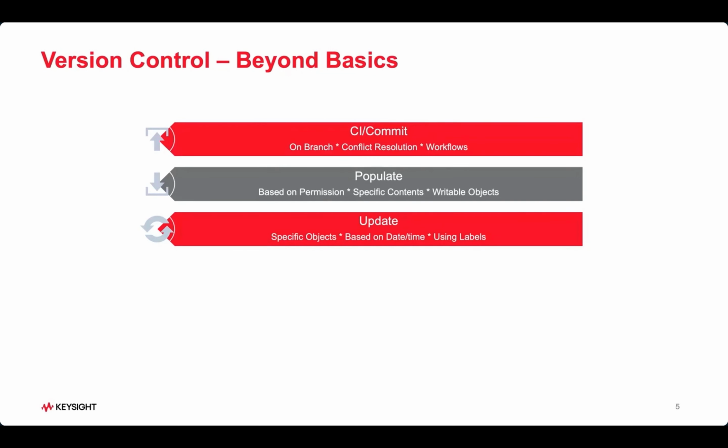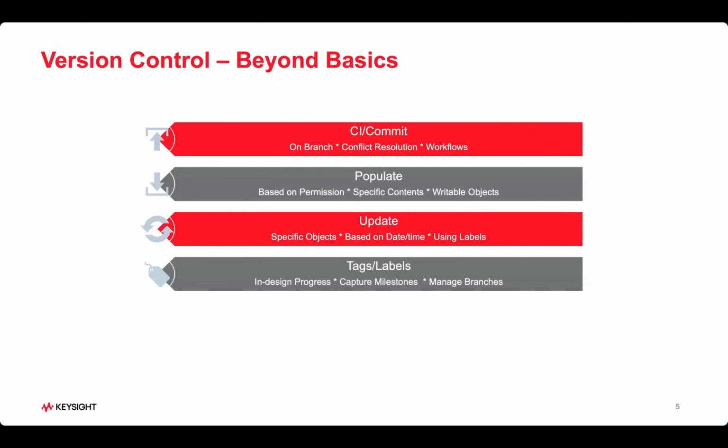And also the ability to do updates based on labels. So I may be looking for the golden revision or release 1.0. So the ability to go back and retrieve data based on labels. And sometimes customers are looking for the ability to combine time and labels together and retrieve data.